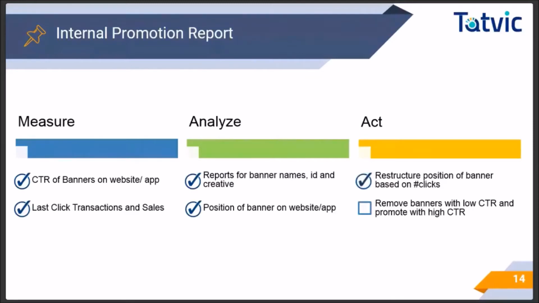Now, from the internal promotion report, let's say you've identified that the banner which is placed on position 12 on your homepage is generating the highest revenue for you. So you would rather want to move that banner towards the top so that it is visible to most of the users, and hence you would expect more revenue from this particular banner. The second use case can be, let's say from the internal promotion report, you've identified that there are few banners which have a very low CTR. So you can decide if you want to remove these banners altogether and go for some new designs and offers.